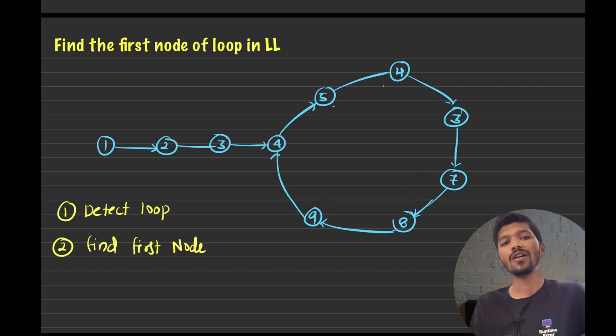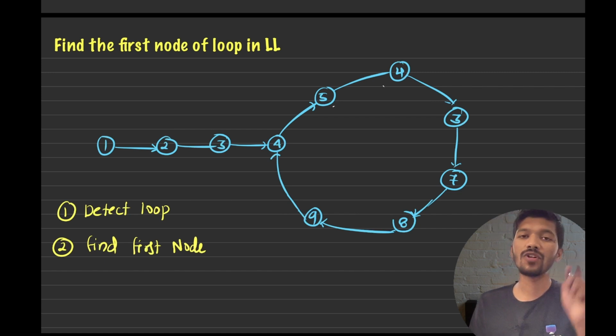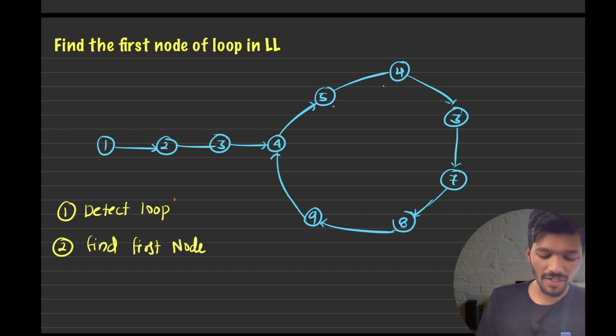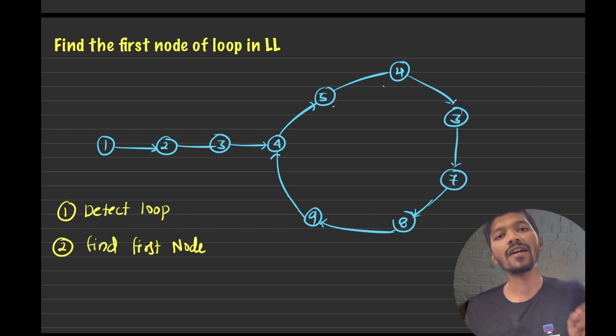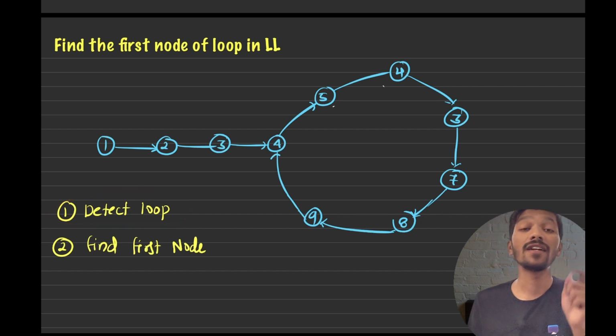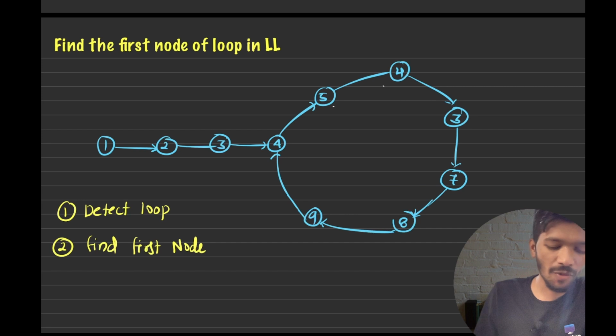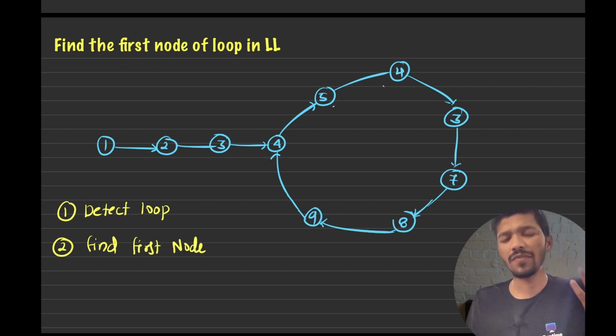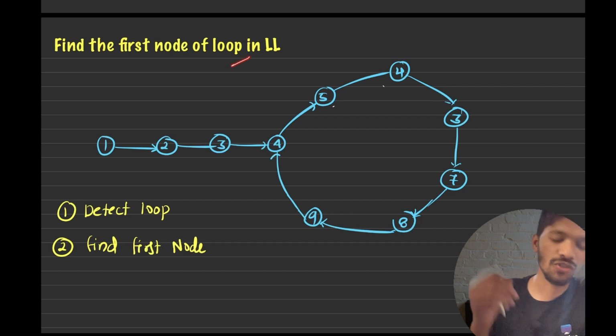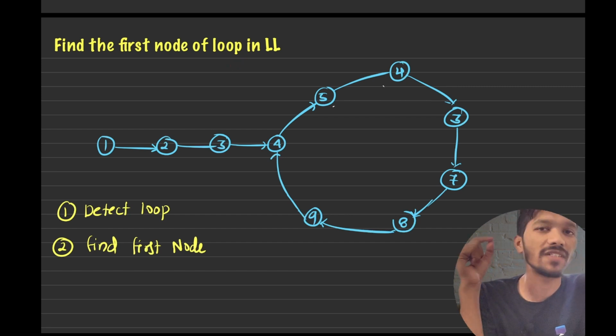that is 4. This is a small problem, but I highly recommend that if you haven't watched our previous video on how we can detect the loop present in our linked list, please go back and watch it. Because if you don't know how to detect the loop, these problems might feel somewhat difficult. So let's begin with the solution of finding the first node of the loop present in the linked list.